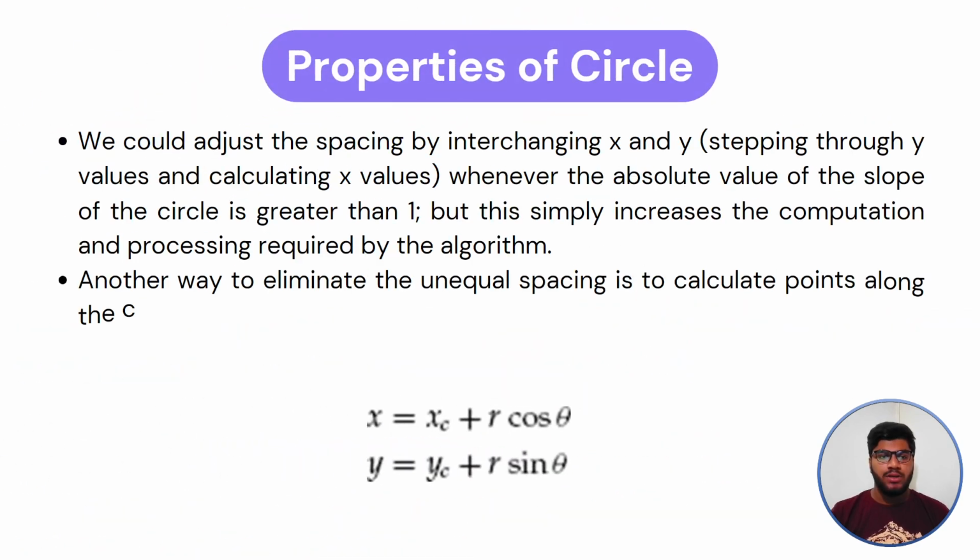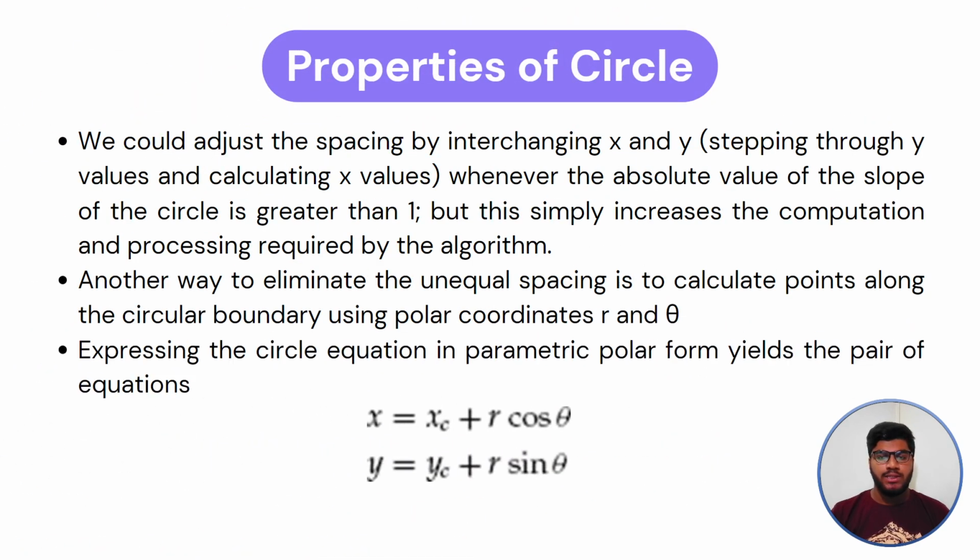Now let us discuss some more properties of the circle. We could adjust the spacing by interchanging x and y, stepping through the y values and calculating the x values, whenever the absolute value of the slope of the circle is greater than 1, but this simply increases the computation and the processing required by the algorithm.